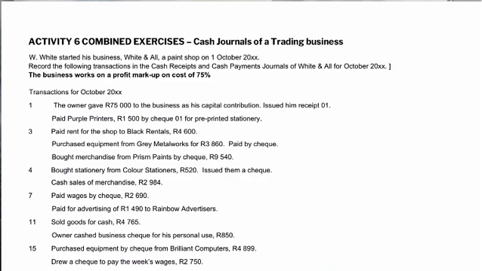The business works on a profit markup on cost of 75%. What does that mean? Are we going to multiply or divide by 1,75? So we'll multiply or divide by 1,75. Someone just remind me, when we go from cost price to selling price, do we multiply or do we divide? We multiply. Cool. And then from selling price to cost price, we divide. Okay, everyone happy with that to start off?